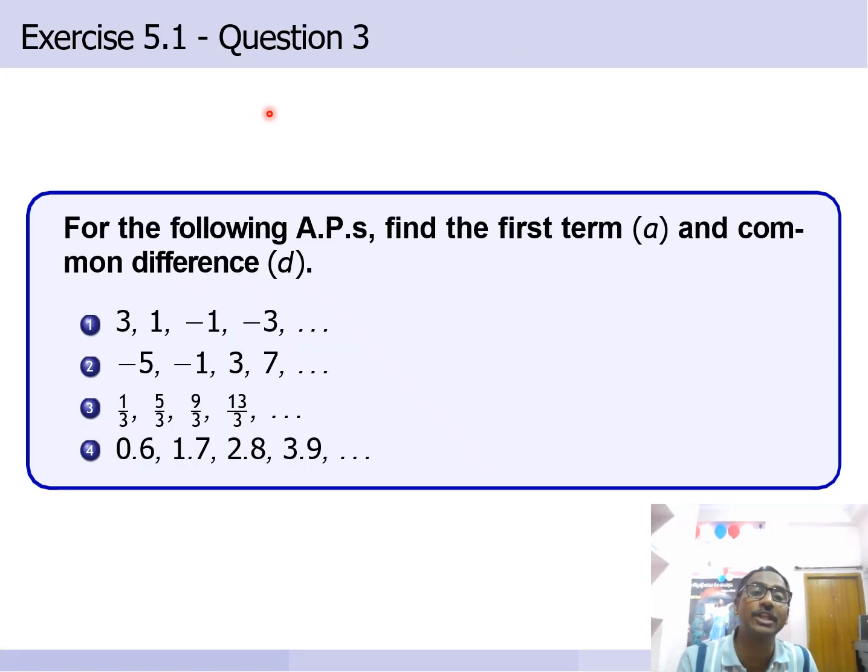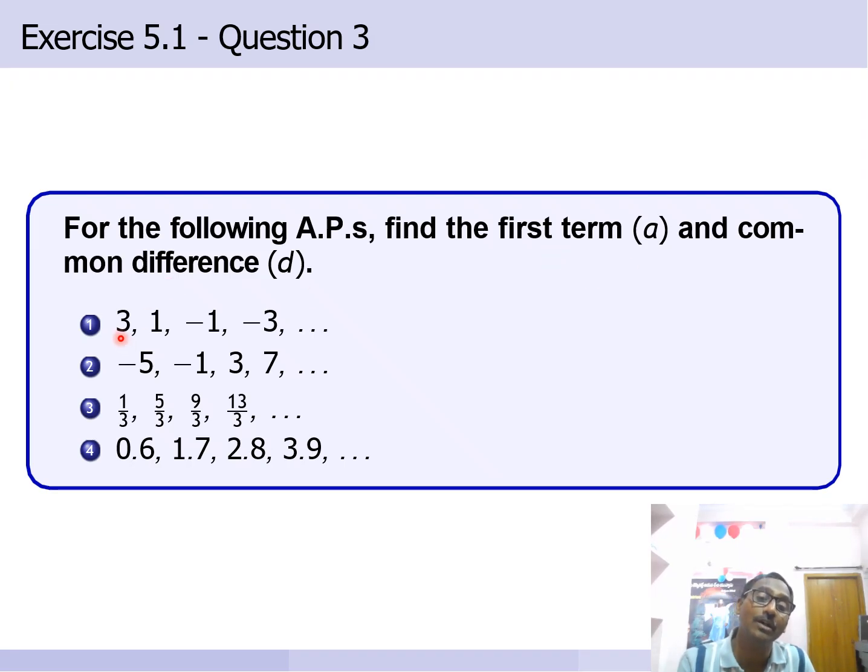Next, question number 3, exercise 5.1. For the following APs, find the first term A and the common difference D. First question: 3, 1, minus 3, and so on. Second question, third question, fourth question. Like this you have arithmetic progressions, and we have to find the first term and common difference.